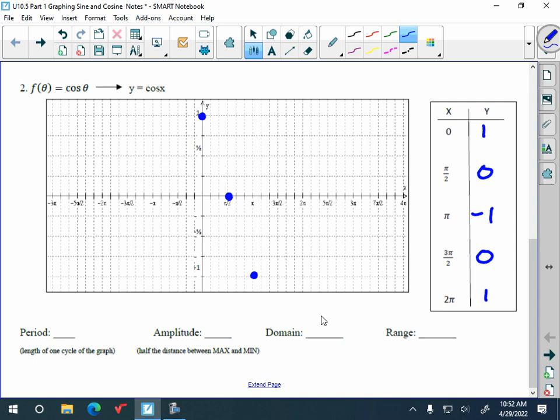All right, and then 3 pi over 2, 0, and then 2 pi, positive. Right, so there's our 5 points. If we connect them, we're going to get a graph that looks something like this.